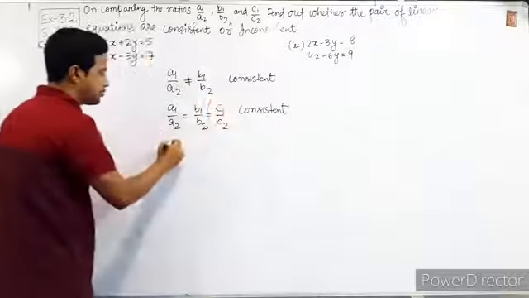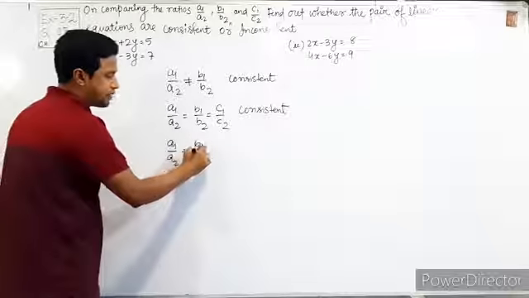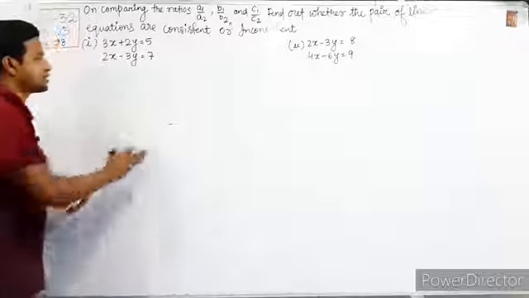If the ratio comes a1 by a2 is equal to b1 by b2 is not equal to c1 by c2, then the system will be inconsistent. These are the 3 cases that we have to observe in this question. By comparing, we find consistent or inconsistent. Let's start the question. In our first question, let's find out what is a1, b1, c1 and what is a2, b2 and c2.